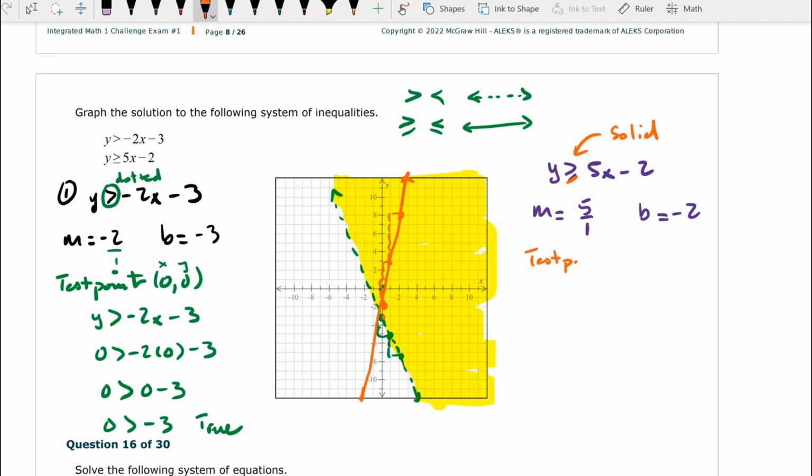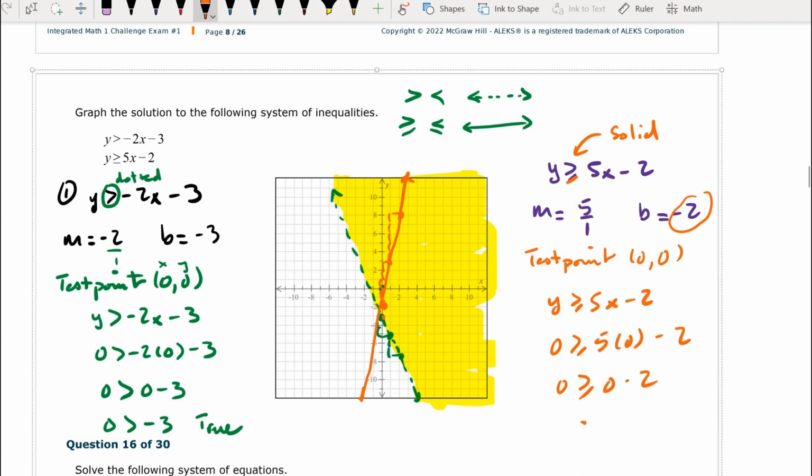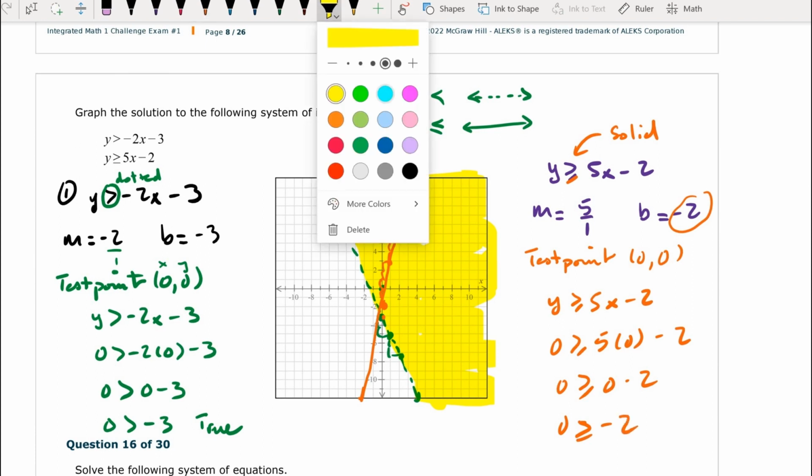Test point, we're going to use the point 0, 0, because it's not on the line. It does look like it's on the line, but it's not, because you're beginning at negative 2 instead of 0, 0. So y greater than or equal to 5x minus 2. Y is 0, greater than or equal to 5 times 0 minus 2. So 0 greater than or equal to 0 minus 2. 0 greater than negative 2, which is true. So we're going to shade the area that contains the point 0, 0.